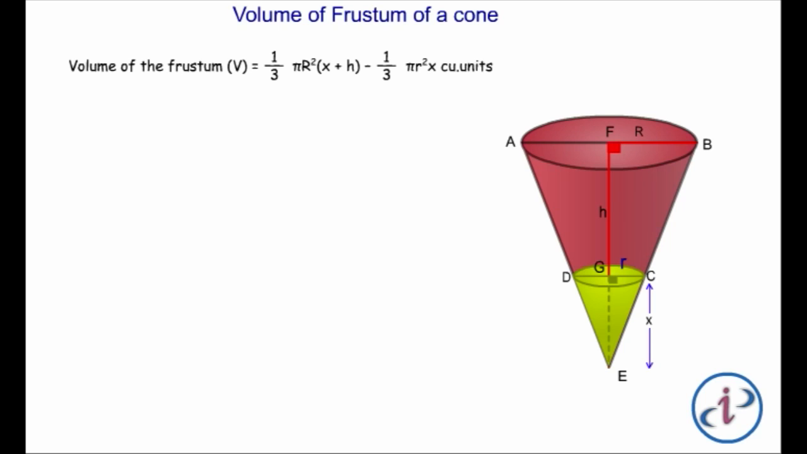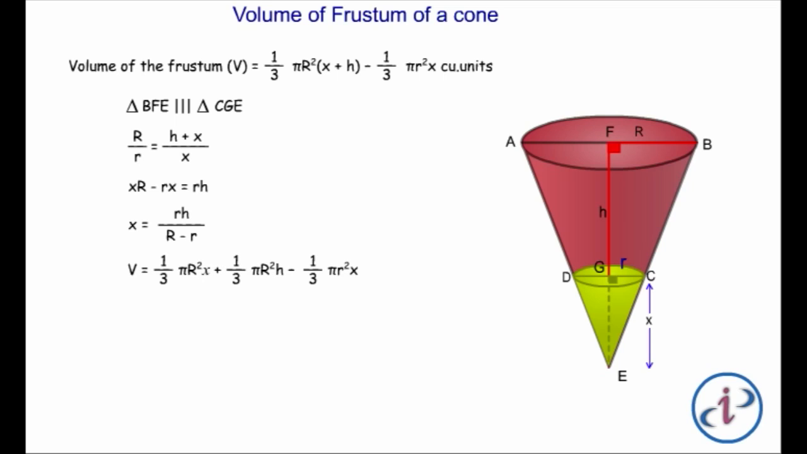In the figure, triangle BFE is congruent to triangle CGE. Capital R by small r is equal to h plus x whole divided by x. Rearranging, we get x is equal to r h divided by capital R minus small r. We know the volume of frustum. From that, taking x as common, we get this step. Replacing x by r h divided by capital R minus small r, we get this step.